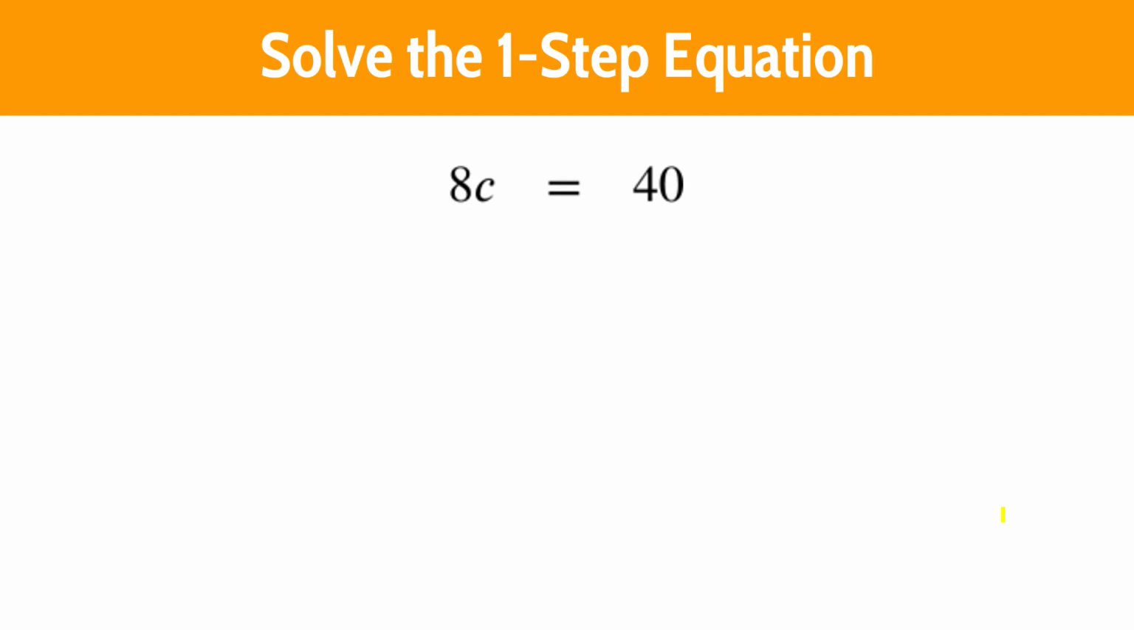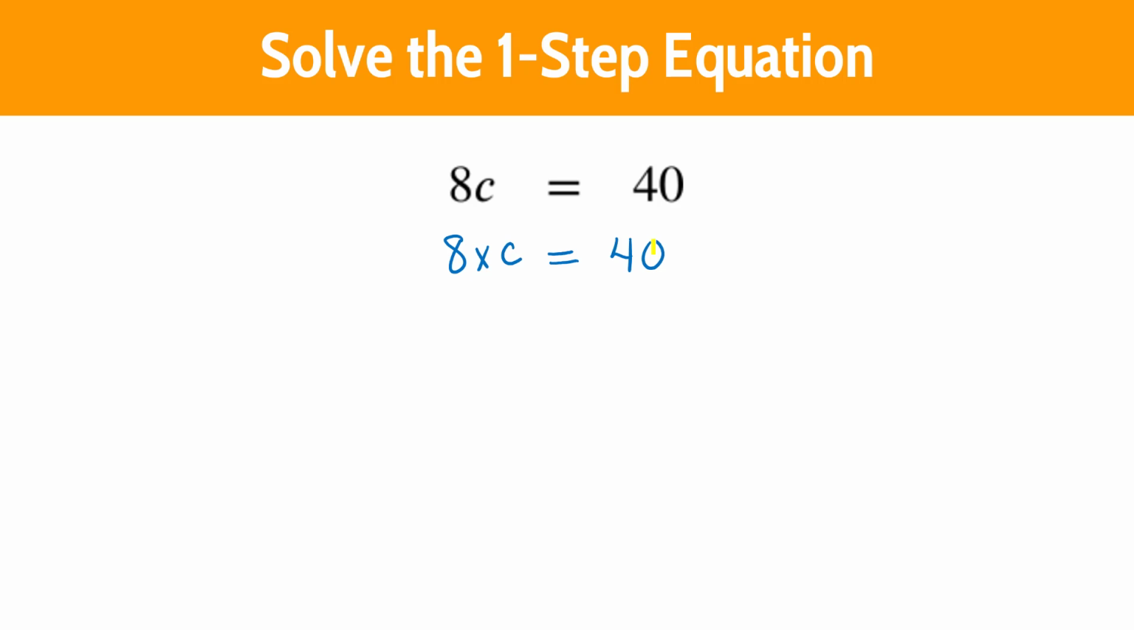Here we have 8c is equal to 40. Another way of saying 8c is the same thing as saying 8 multiplied by c is equivalent to 40. The first and the second line are the same thing. Now our goal, again, we need to isolate for the variable c. We want to get rid of that factor of 8. So what should we be doing?